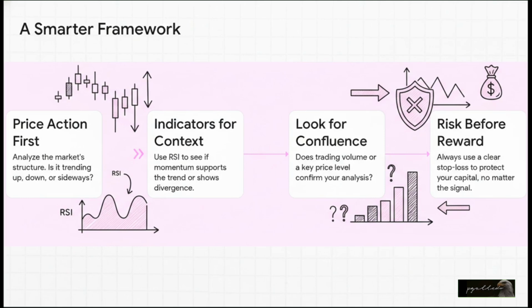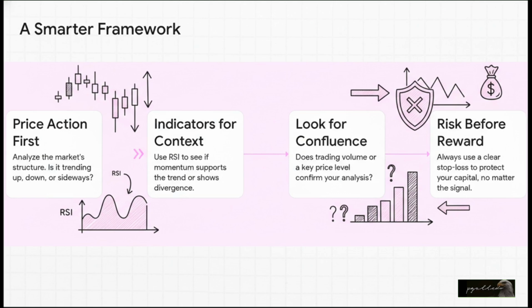So here's a much smarter framework. Step 1, forget the indicators for a second. Just look at the price. What is it doing? Is it going up, down, sideways? That's your foundation. Then, step 2, you bring in an indicator like RSI for context. Does the momentum agree with the price?